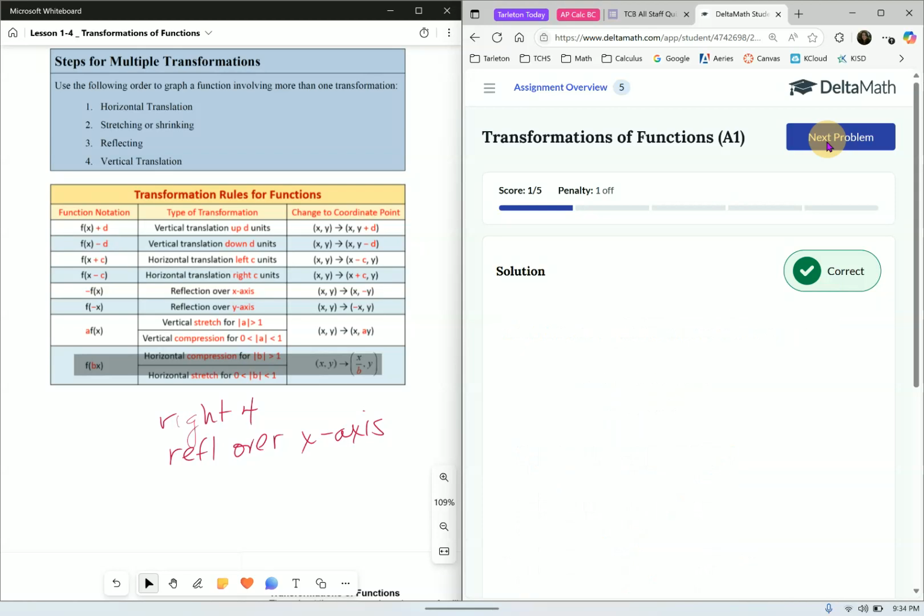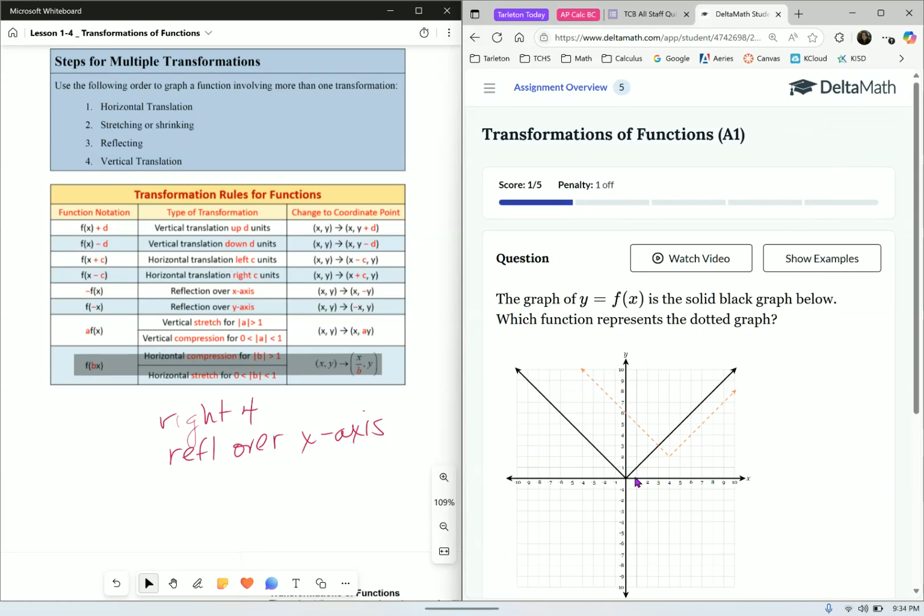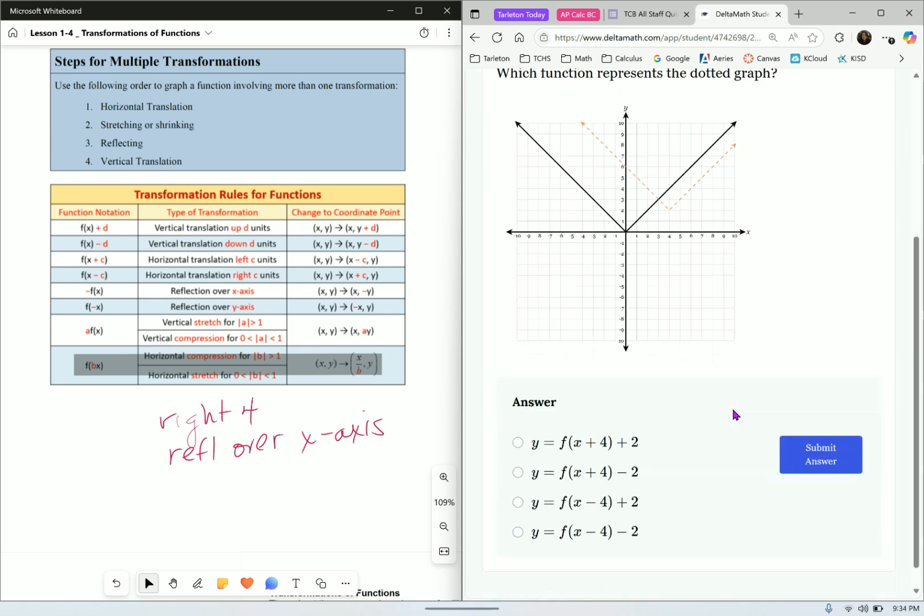Let's try another one. So right here, horizontal translation, it has a right 4. So right 4 means what? Which one of these? We have to do the opposite. So it's going to be one of these two. And then the graph went up 2, so it has to be this one.